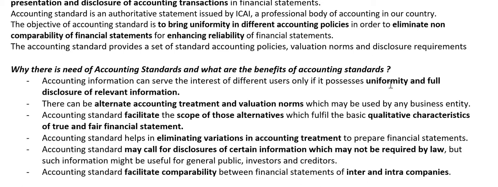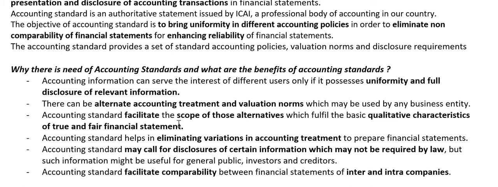So the financials of company A and company B will now be comparable because everyone in India is following accounting standards. Alternate accounting treatment and valuation norms are also allowed. Accounting standard is not that rigid, where everything should be followed in only one way. There are certain alternative methods.